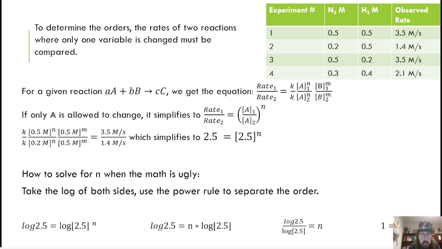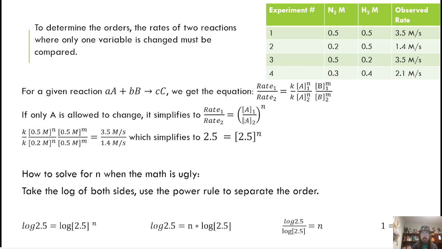The B's drop out. And so we have the rate change has gone from 3.5 to 1.4. This is a simple change of ratio of 2.5. Now, simple exponential rule. If you have two numbers raised to the same exponents, you can put them within the parentheses together and do the math.